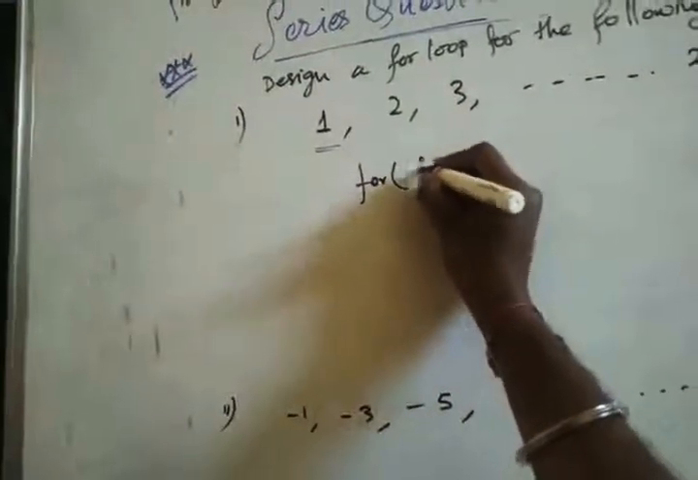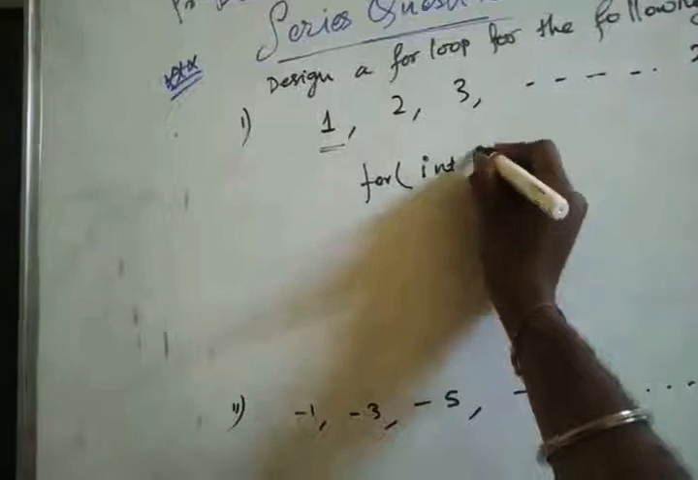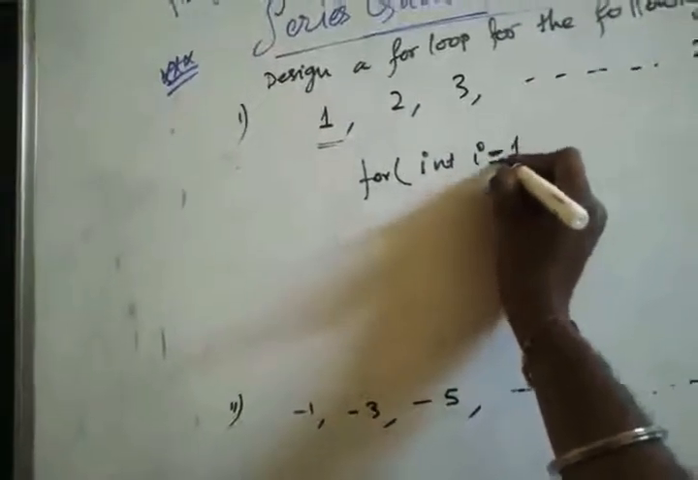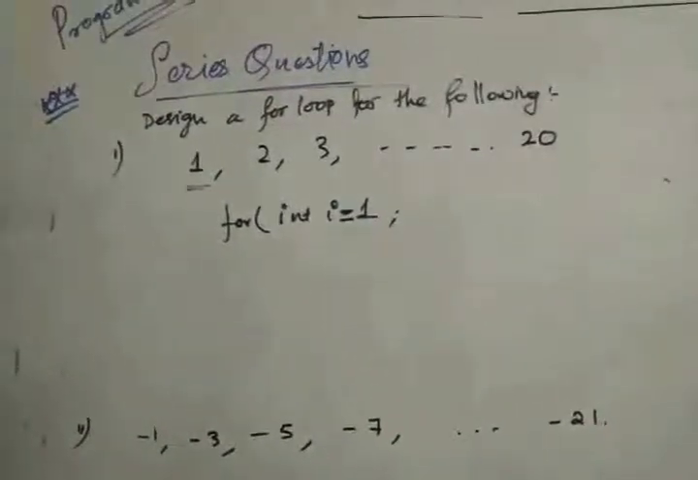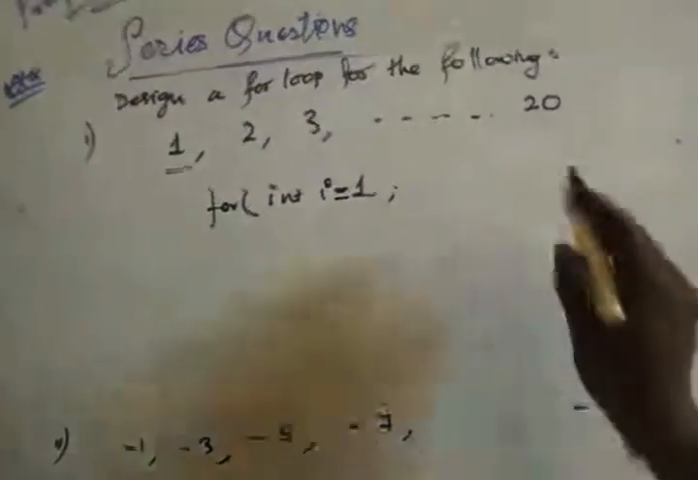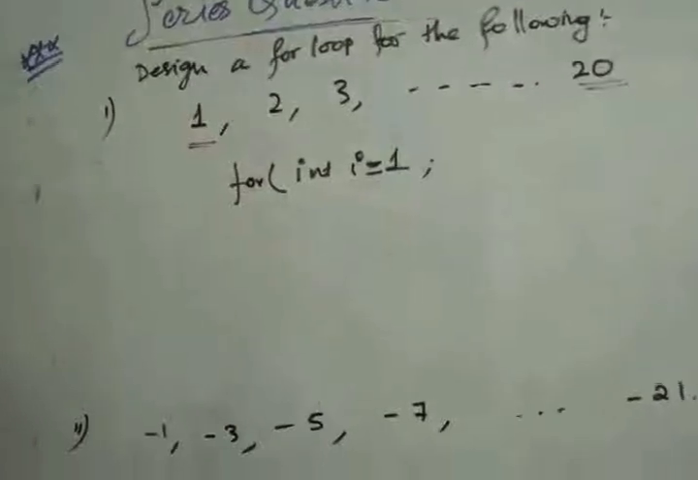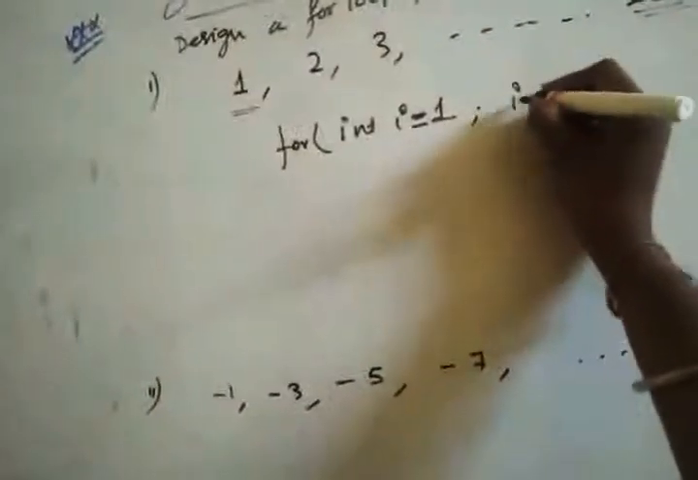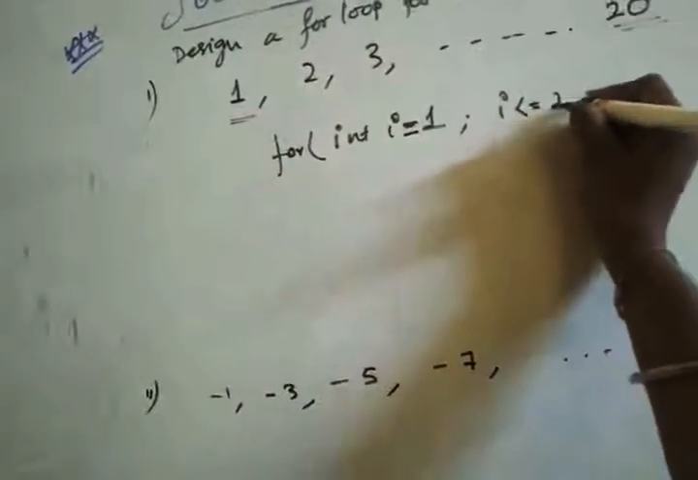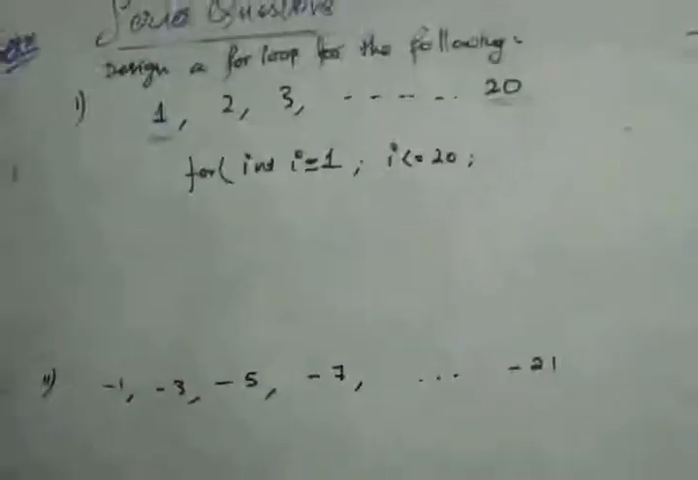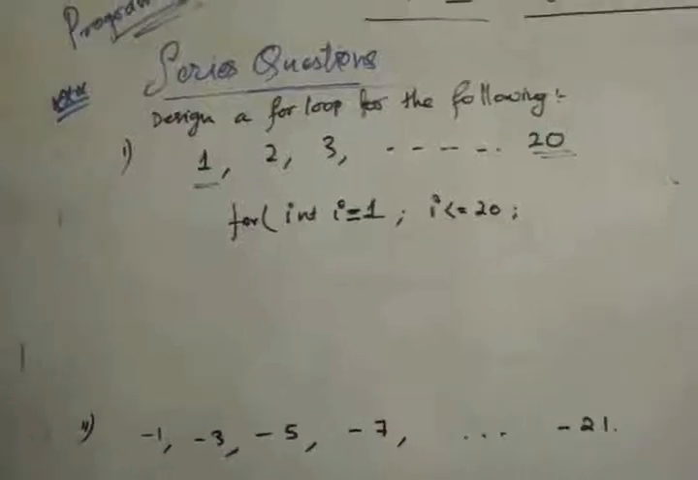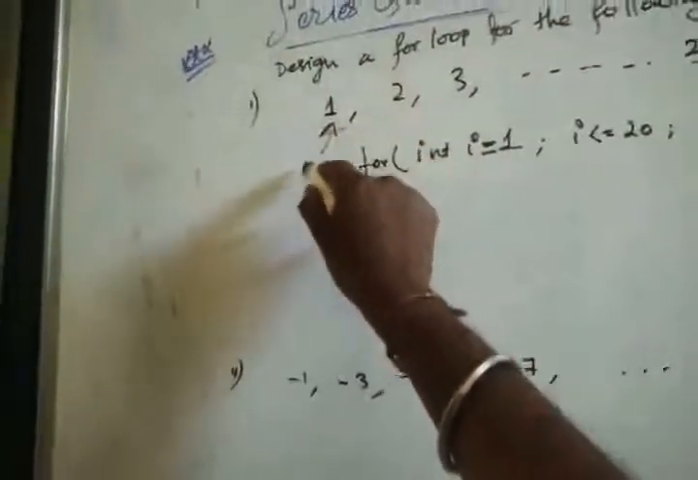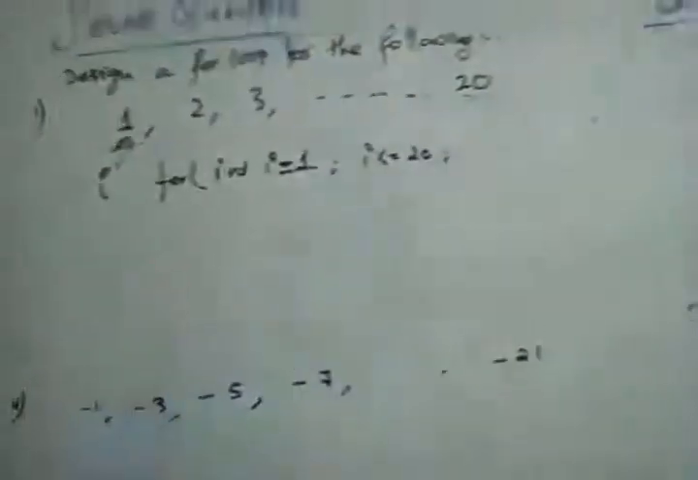int i = 1. I took a variable for the initialization step. My first value of i which I need to print is 1. How far is it going? Till 20. So the condition will be i less than or equal to 20. Till the value of i is less than or equal to 20, it will keep on printing.